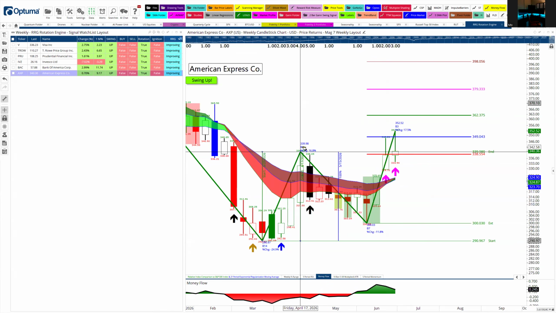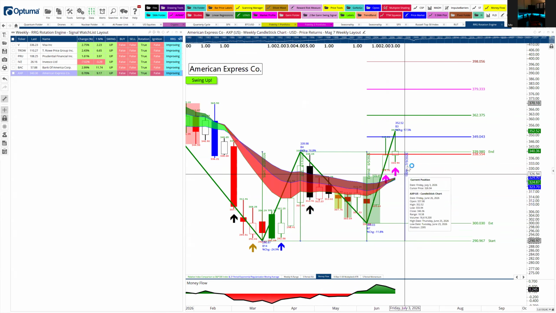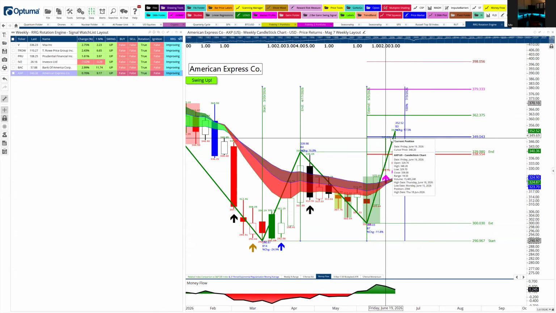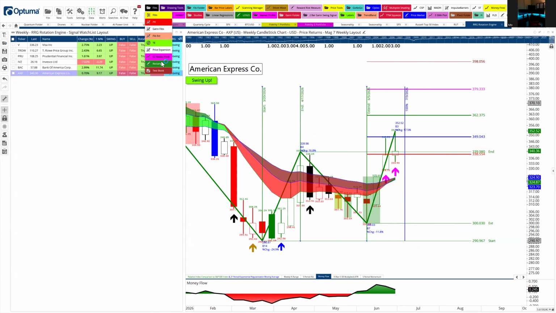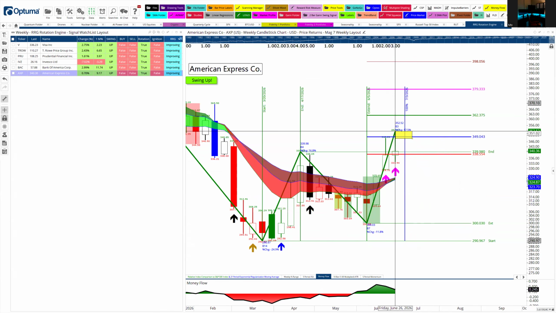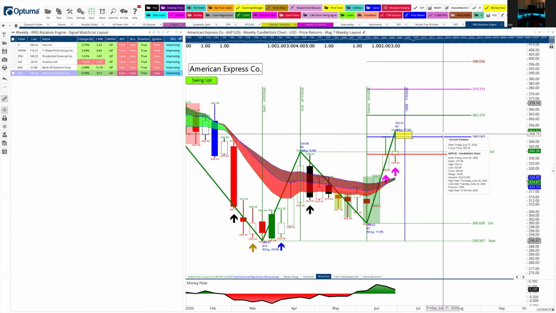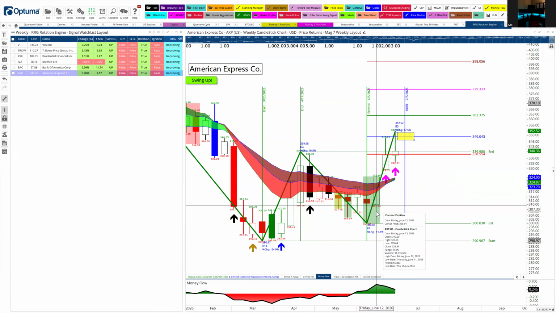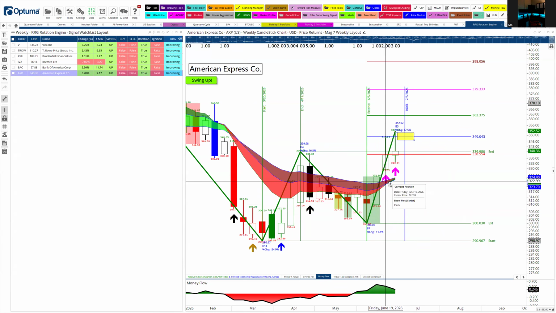Now on time, we're 1 week short. Price exceeded, time is not there yet. It will be next week. The price got there a little bit early, which is fine, right? So it gives us a window.